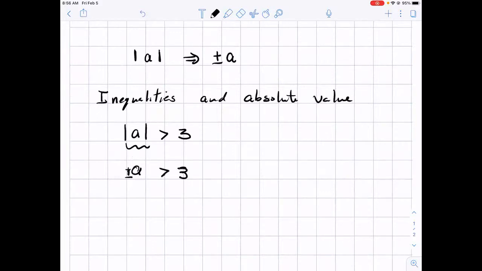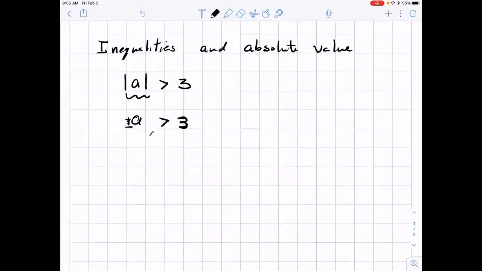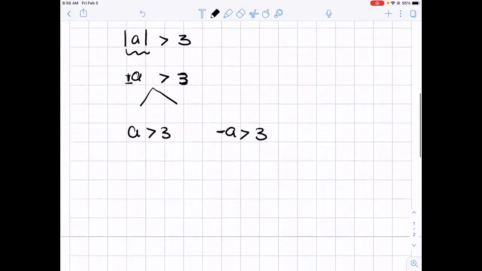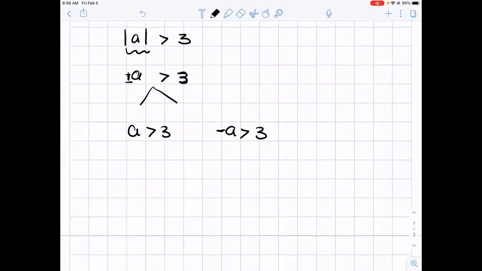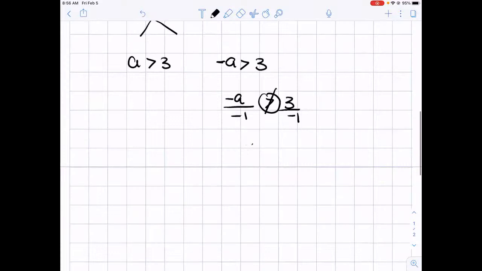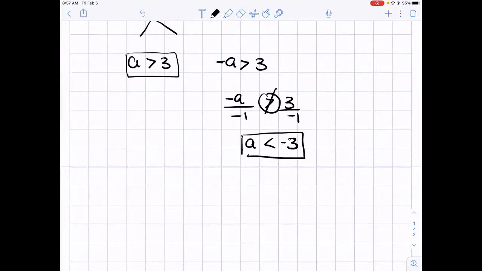If we split this up, it means that A is greater than 3 or minus A is greater than 3. But we recall that to get A by itself, we'll have to divide by a negative 1. And when you divide by a negative 1, the inequality sign flips. So A becomes less than minus 3.